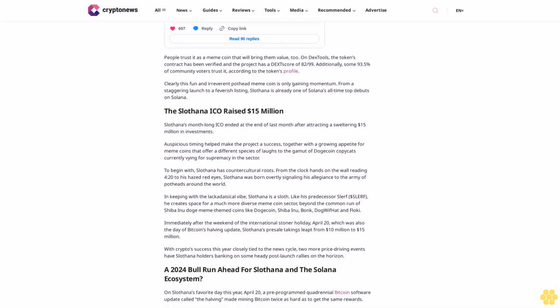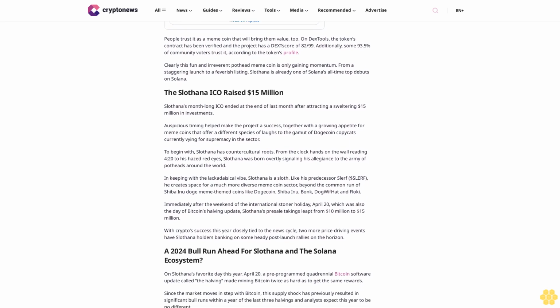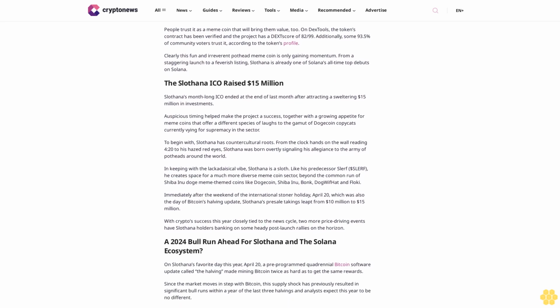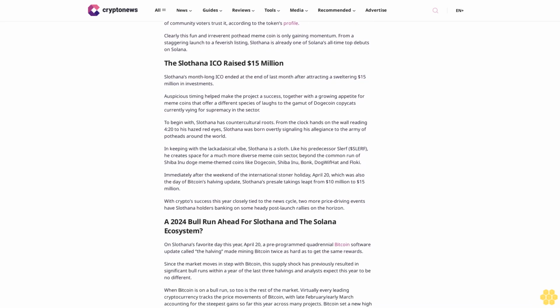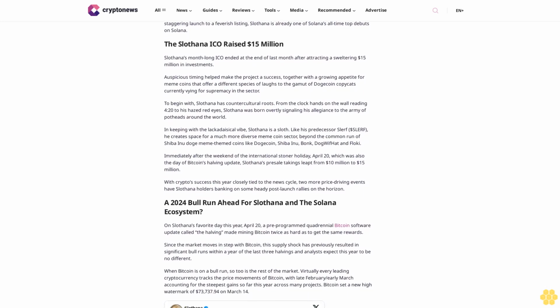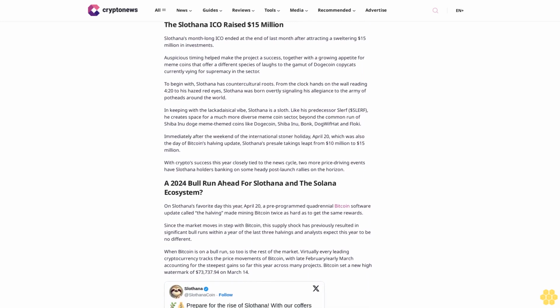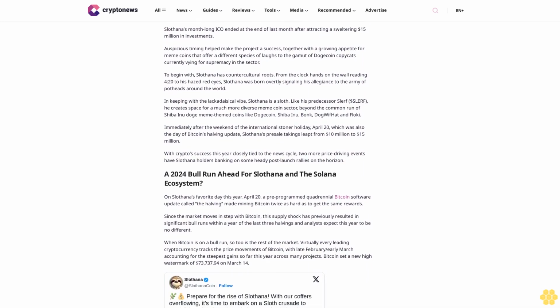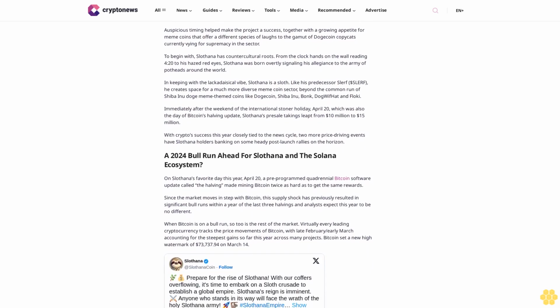To begin with, Slothana has countercultural roots. From the clock hands on the wall reading 4:20 to his hazed red eyes, Slothana was born overtly signaling his allegiance to the army of potheads around the world. In keeping with the lackadaisical vibe, Slothana is a sloth. Like his predecessor Slerf, he creates space for a much more diverse meme coin sector beyond the common run of Shiba Inu and Doge-themed coins like Dogecoin, Shiba Inu, Bonk, Dog with Hat and Floki.